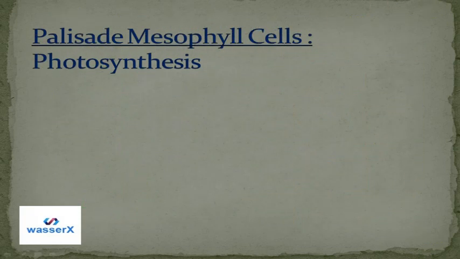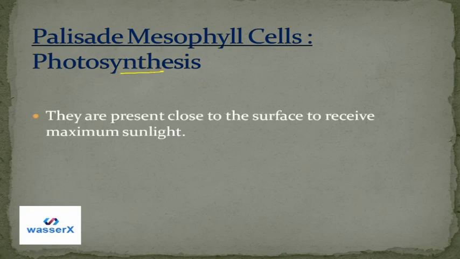Then we have palisade mesophyll tissues. So what do they do? They help in the process of photosynthesis. So they are present close to the surface to receive maximum sunlight. Now tell me, what is required for photosynthesis. So for photosynthesis, few things are required. First, that is light. Second, H2O and carbon dioxide. So these things are required for photosynthesis.